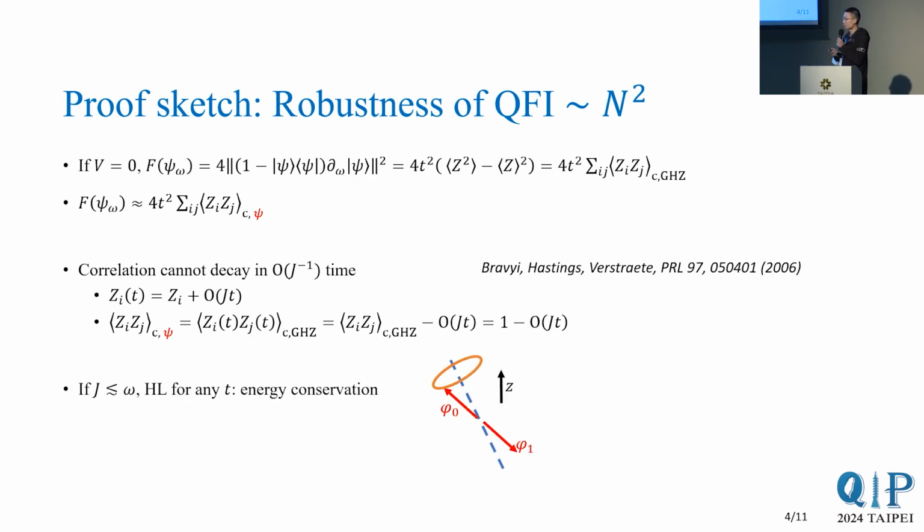Two remarks. First, if you restrict to a weak interaction, then we are going to show that the Heisenberg limit actually holds for any time, using some simple arguments from energy conservation. And second, this holds for any metrological resource states beyond the GHZ state.